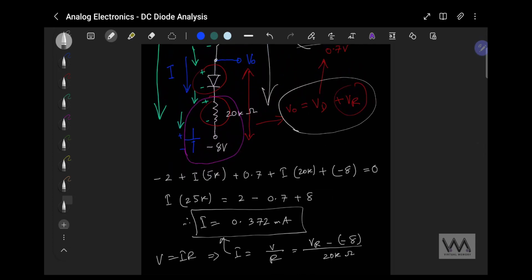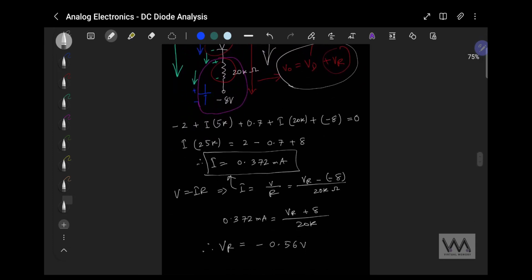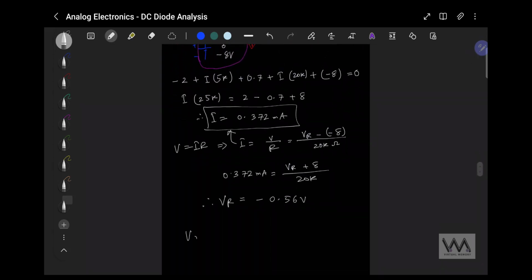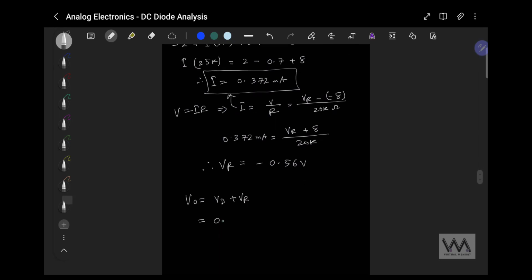So using this here that we had earlier, V naught equals VD plus VR. VD we know is the voltage drop across the diode, which is 0.7 volts, plus VR is negative 0.56. So V naught equals 0.14 volt. So that's how you do it.